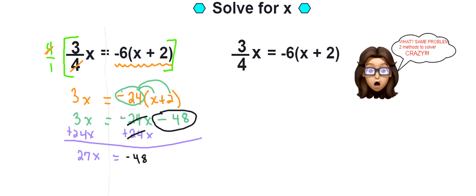Now we have 27 times x equals -48. I don't want 27 times x. I want x. So since they are timesing by 27 in the problem, we're going to divide by 27. Whatever I do to one side, I have to do to the other. So x equals, now a negative divided by positive is a negative.